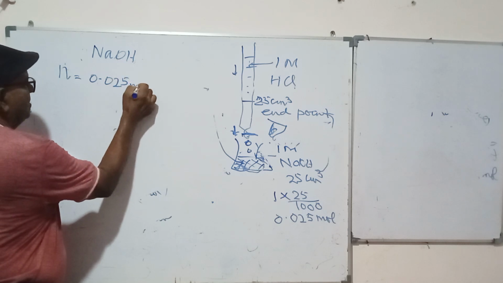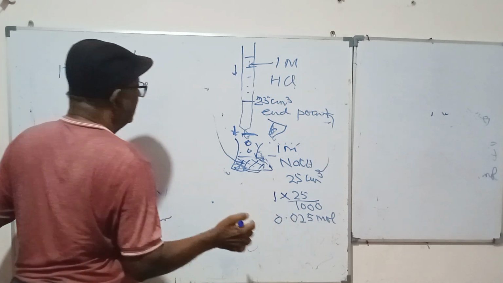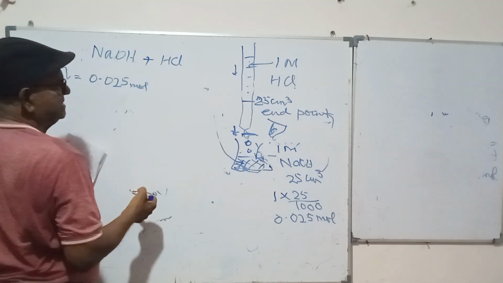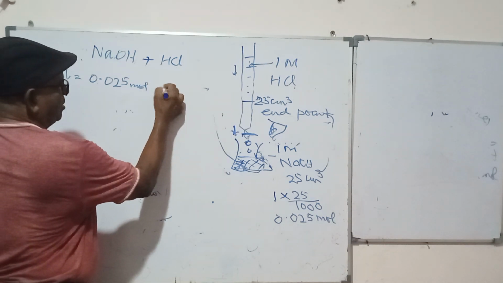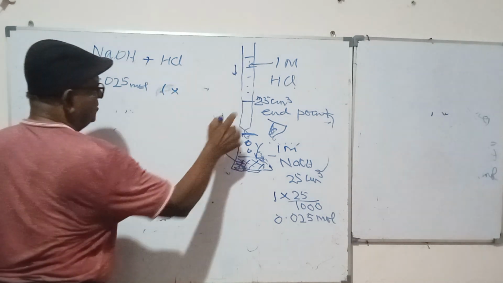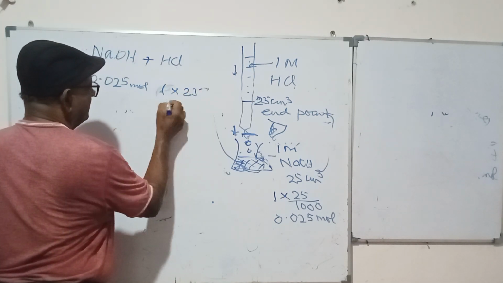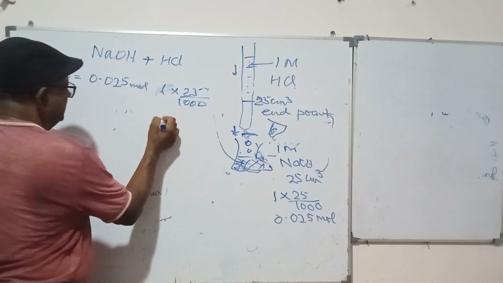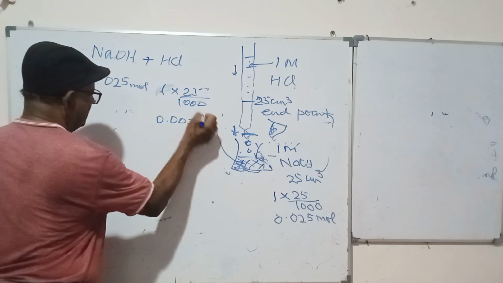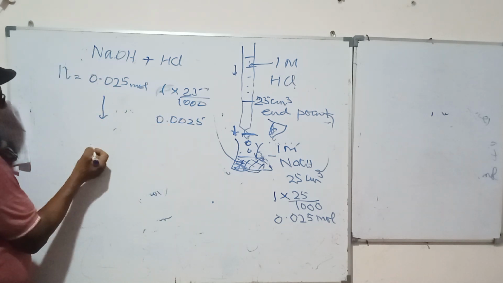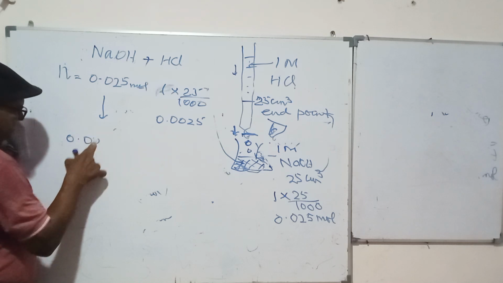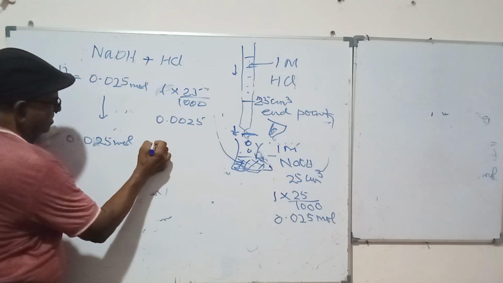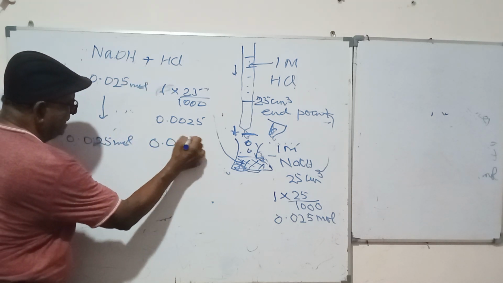0.025. We have taken how many moles of HCl was added? 1 into 25 divided by 1000, here also 0.0025. Then NaOH we have taken 0.025 mole. HCl also requires 0.025 mole.